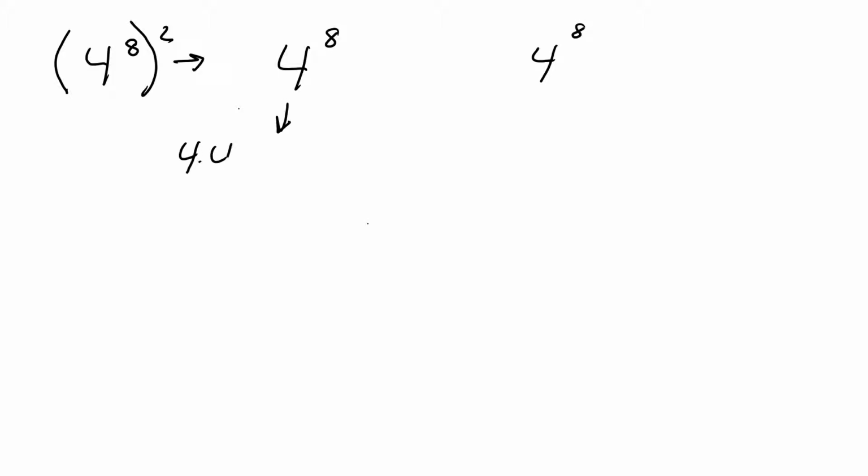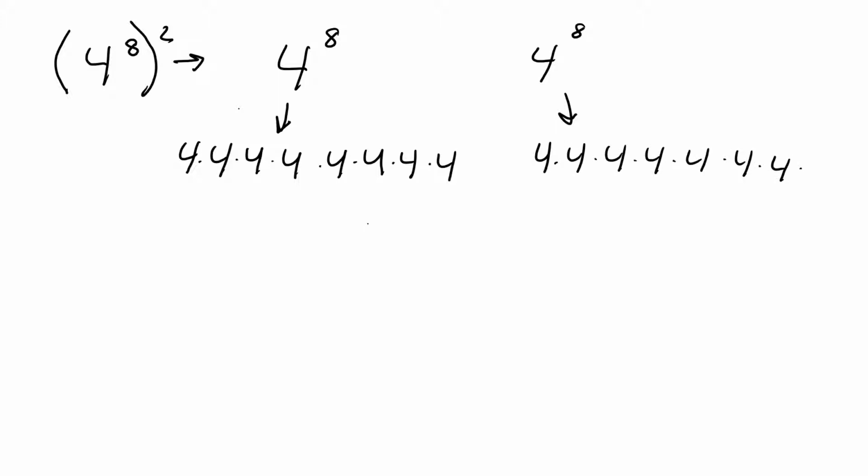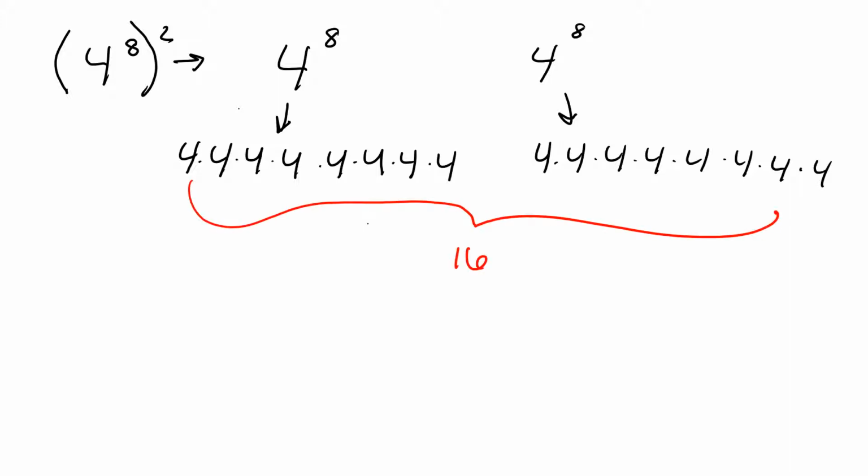Going back to simpler problems, we have 4 to the 8th power raised to the 2nd power. Again, you can write it out long ways. My outside exponent is a 2, so I write 4 to the 8th 2 times. My exponent now is an 8, so I have to write 4 8 times. We add those all up, and we end up with 16. Keeping the base number the same, 4 to the 16th power.